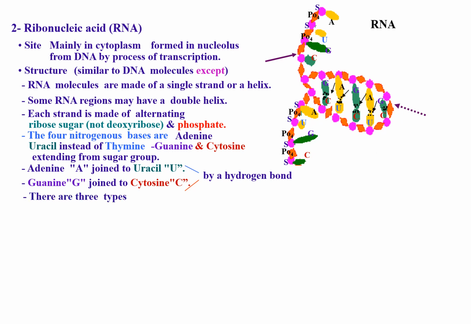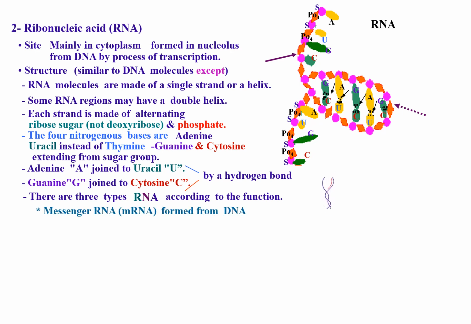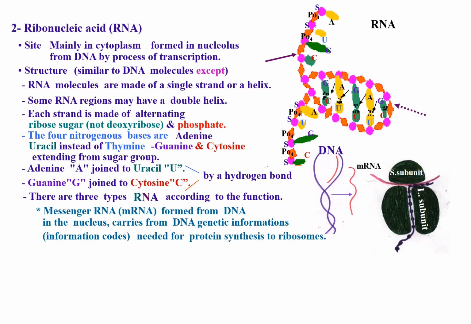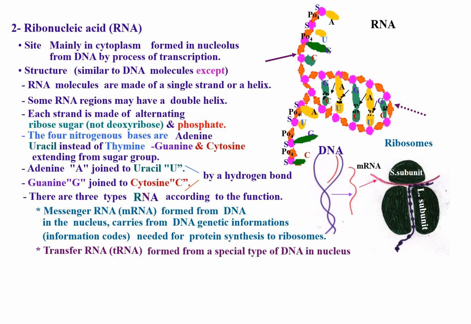There are three types of ribonucleic acid, RNA, according to function. Messenger ribonucleic acid, messenger RNA, formed from DNA molecules in the nucleus, carries from DNA molecules the genetic information or information codes needed for protein synthesis to ribosomes or factories for protein synthesis in the cytoplasm.